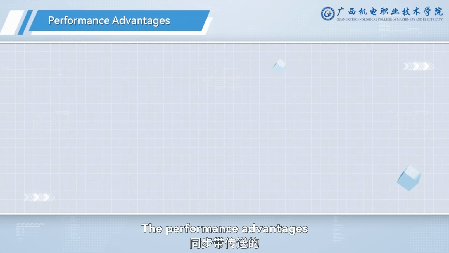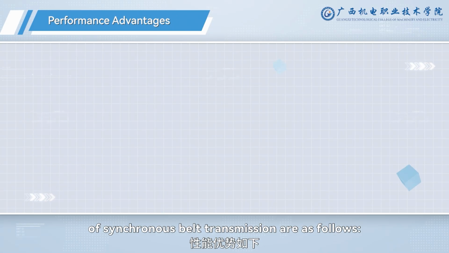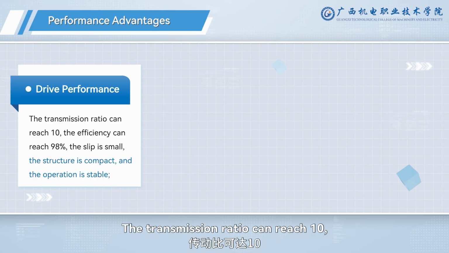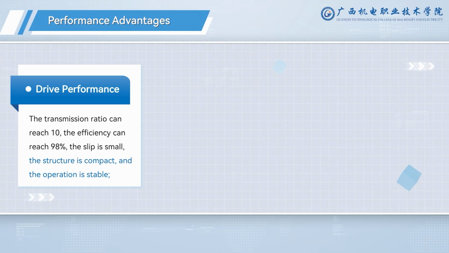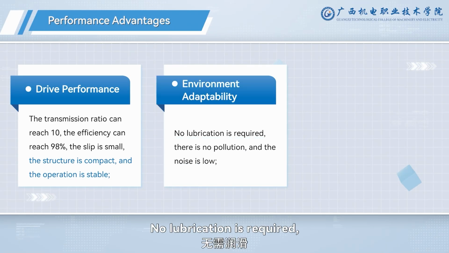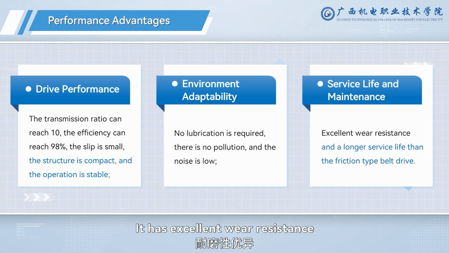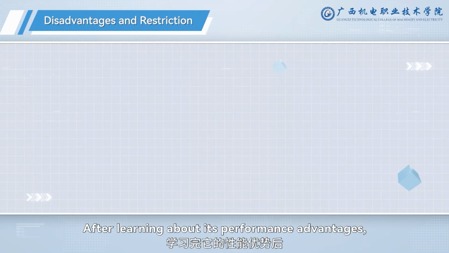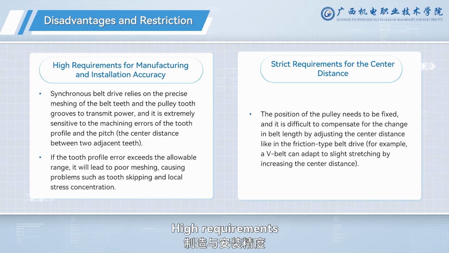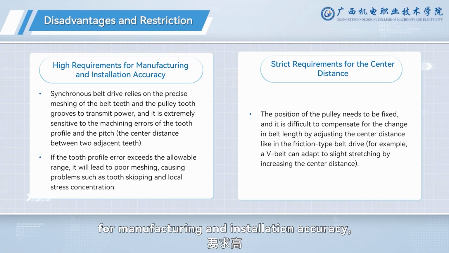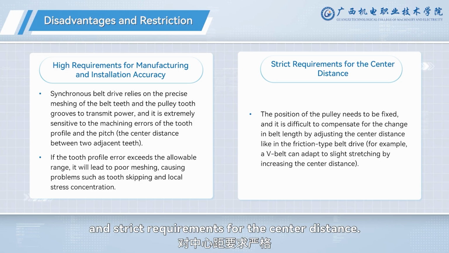The performance advantages of synchronous belt transmission are as follows. The transmission ratio can reach 10, the efficiency can reach 98%, the slip is small, the structure is compact, and the operation is stable. No lubrication is required, there is no pollution, and the noise is low. It has excellent wear resistance and a longer service life than the friction-type belt drive. After learning about its performance advantages, let's take a look at its main disadvantages. High requirements for manufacturing and installation accuracy, and strict requirements for the center distance.